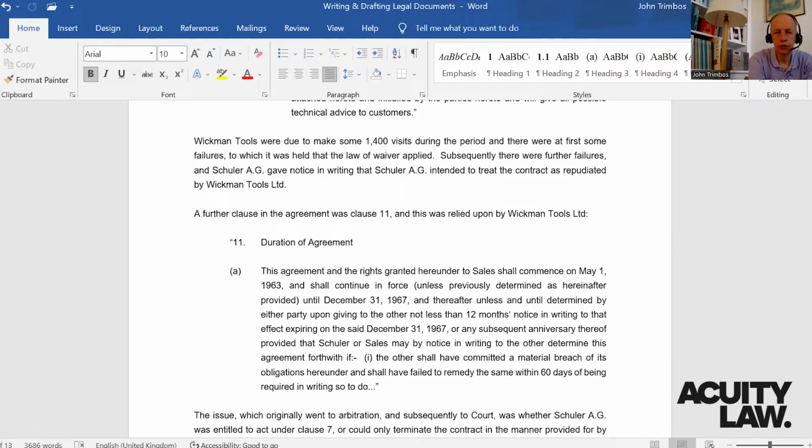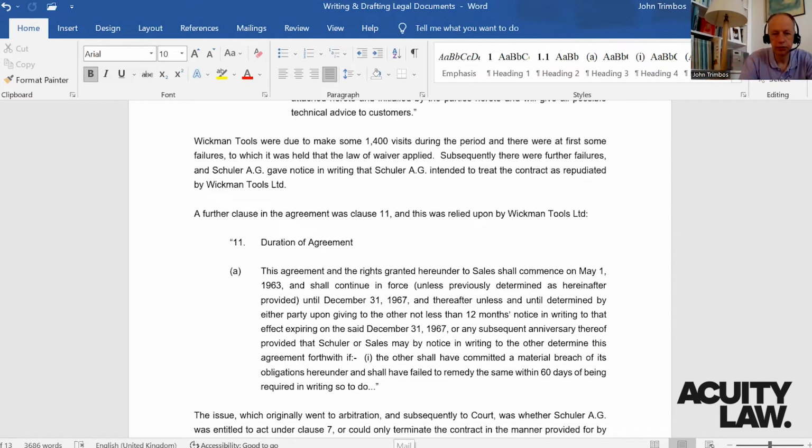And what happened was that Schuler served quite a few of these clause 11a notices on Wickman Tools in the first year of the contract, and Wickman Tools would scramble the troops, recruit new staff, get them sent out to sell panel presses and things, their performance would go up for a little while and then it would start to decline again. And then eventually Schuler just lost patience and they sent a letter to Wickman Tools' head office saying essentially you're sacked, or in the words of Lord Sugar, you're fired.